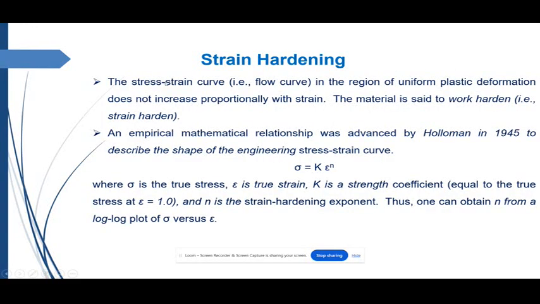Strain hardening. The stress strain curve, known as the flow curve, in the region of uniform plastic deformation does not increase proportionally with strain. This material is said to be work hardening. Work hardening or strain hardening takes place in this region. An empirical mathematical relationship was advanced by Hollomon in 1945 to describe the shape of this curve, where sigma equals k times epsilon to the power n, where sigma is the true stress, epsilon is the true strain, k is the strength coefficient, and n is the strain hardening exponent. One can obtain the strain hardening exponent value from a log plot of stress versus strain.